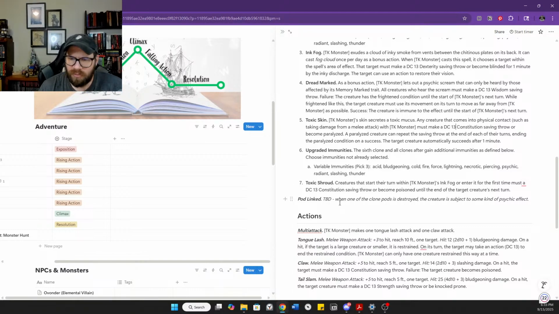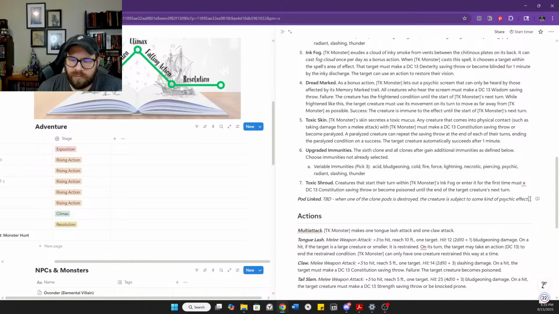This idea that when one of the clone pods or eggs or whatever we're using for this is destroyed, the creature is subject to some kind of psychic effect. And we had kicked around a couple different ideas for this. Maybe taking damage, maybe it's kind of stunned. Maybe something lighter, maybe something more significant. So that when the characters are in their final confrontation with this creature and they're surrounded by these pods, they can destroy swaths of them and have some sort of effect on this creature.